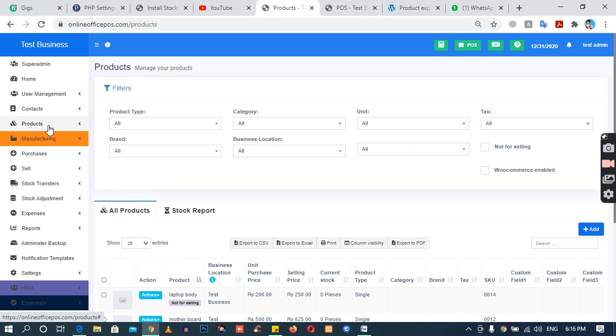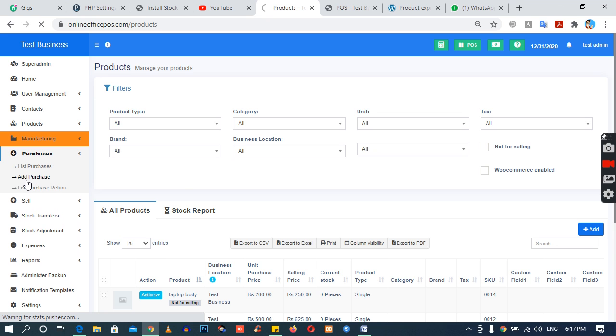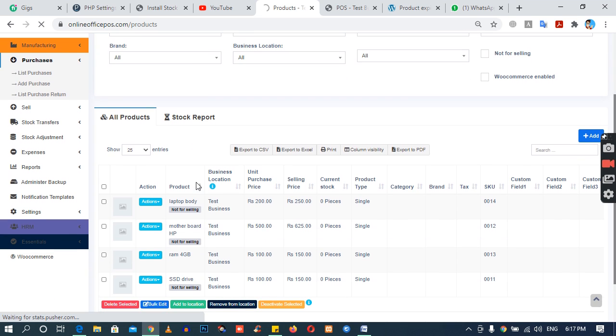So we create a purchase of each product individually. For example, we are creating raw materials, so we are purchasing raw materials. Let me add a purchase.